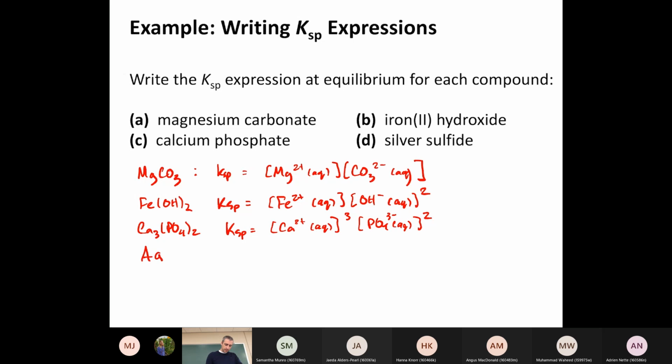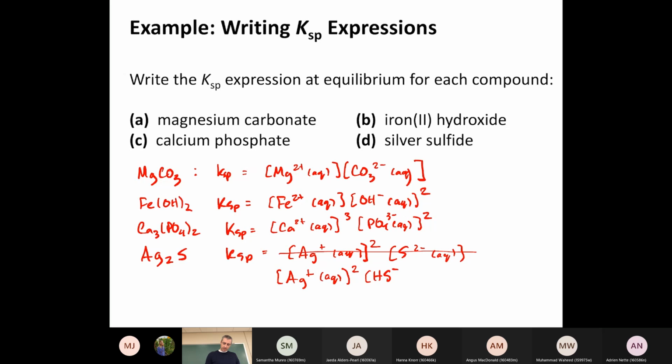Last, silver sulfide. KSP, you might just want to say this, Ag plus squared, S 2 minus. That one's not right, is it? Sulfide reacts with water. It's not that. It is Ag plus aqueous, still squared, HS minus aqueous, OH minus aqueous. So we have to write out for the sulfides only that it reacts with water in that way.